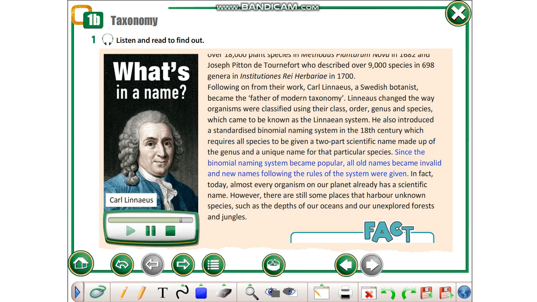Since the binomial naming system became popular, all old names became invalid, and new names following the rules of the system were given. In fact, today almost every organism on our planet already has a scientific name. However, there are still some places that harbor unknown species, such as the depths of our oceans and our unexplored forests and jungles.